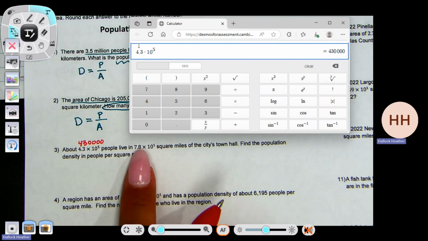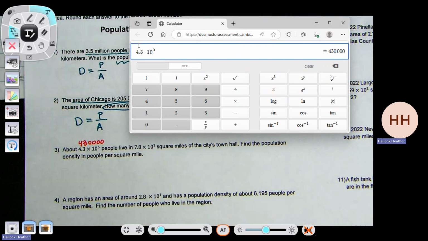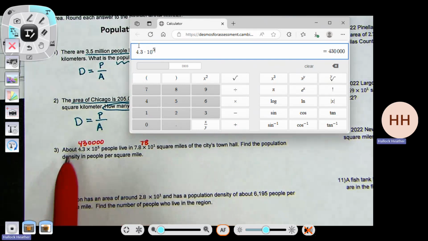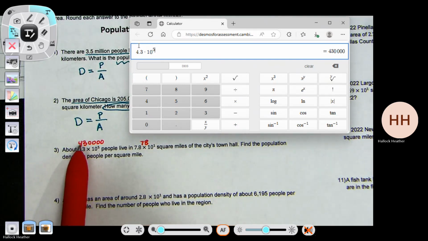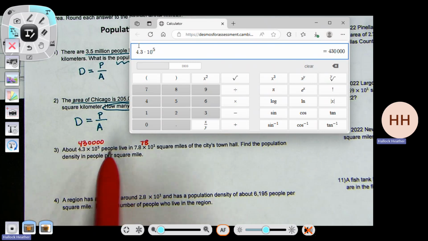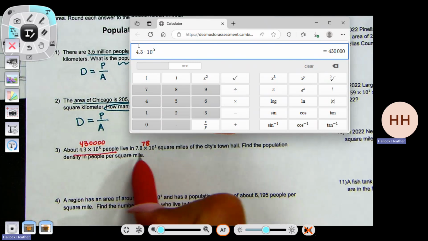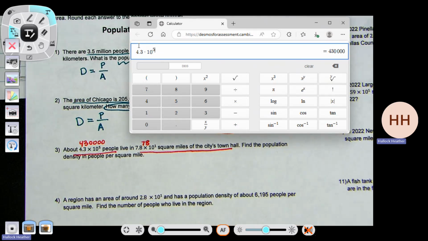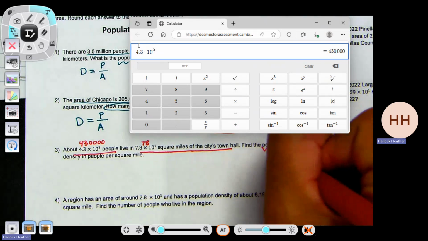So this one, I have 7.8 times 10 to the first. So I'm basically moving the decimal 1 place. So instead of 7.8, if you type this into the calculator, this ends up being 78. So the 43,000 is my people, because it says people, live in 78 square miles of the city's town hall. We need to find the population density.